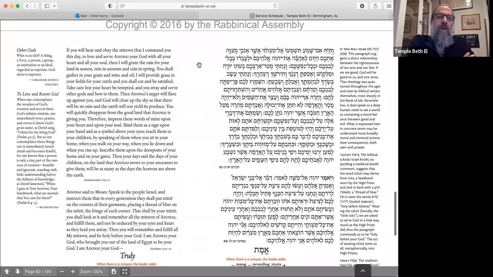You shall gather in your grain and wine and oil, and I will provide grass in your fields for your cattle, and you shall eat and shall be satisfied. Take care lest your heart be tempted, and you shall stray and serve other gods, bow down to them. Then Adonai's anger will flare up against you, and God will close up the sky so that there will be no rain, and the earth will not yield its produce. You will quickly disappear from the land, the good land that God has given you. Therefore, impress these words of mine upon your heart and upon your soul. Nice, isn't it?